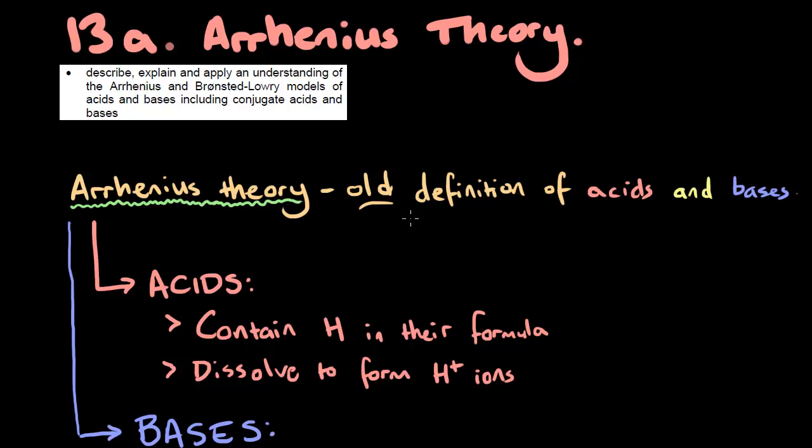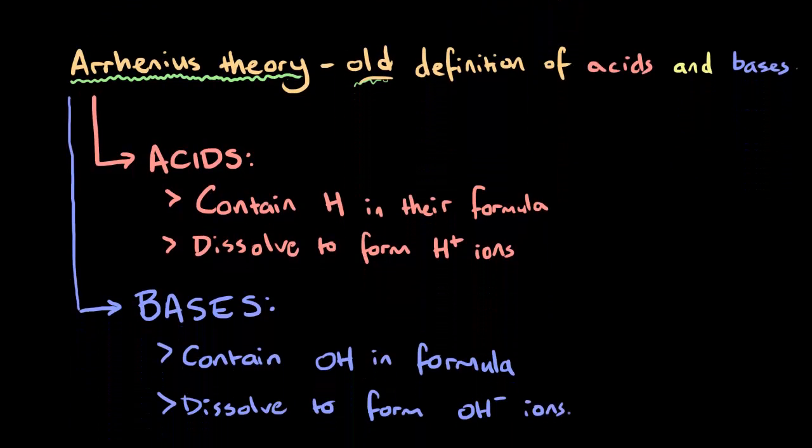So as I mentioned, the Arrhenius theory is an older definition of acids and bases. It's also a more simplistic understanding of what makes something an acid or what makes something a base. And during this video, a lot of what I say you will find familiar, because this is the type of information that we teach to lower school students, years 9 and year 10, about what makes something an acid or what makes something a base.